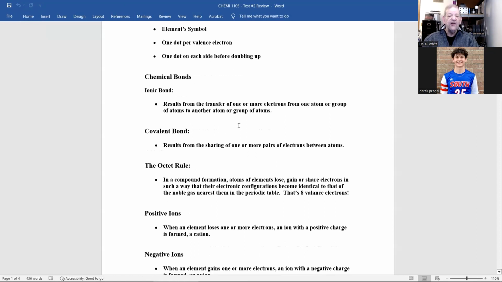All right, next I talked about chemical bonds, and chemical bonds are the forces that hold atoms together in molecules. Cool stuff. And there are 2 types of chemical bonds you should know. The first one is an ionic bond, and you should know the definition: it results from the transfer of 1 or more electrons from one atom or group of atoms to another atom or group of atoms.